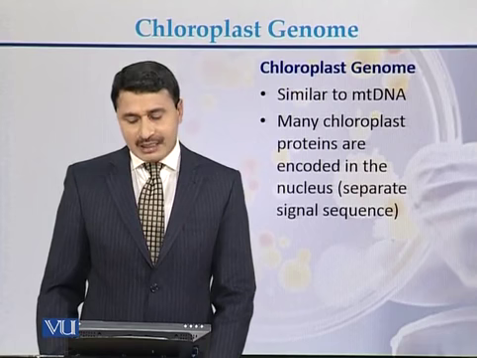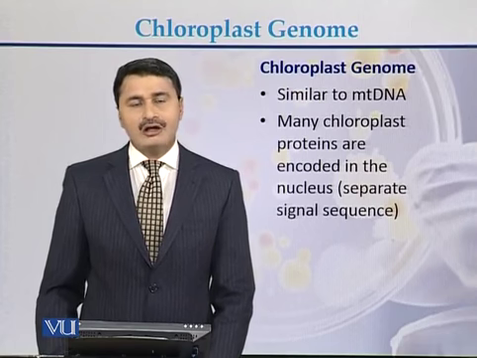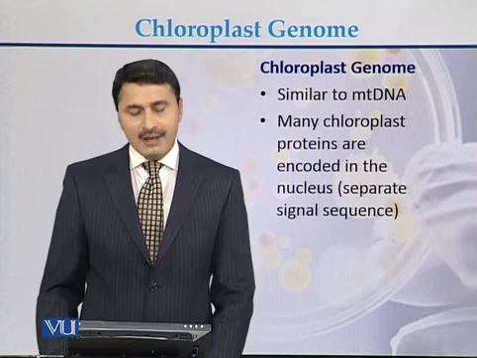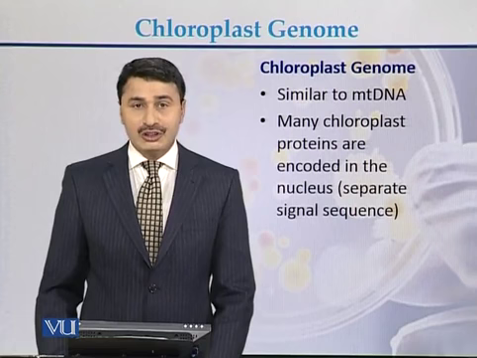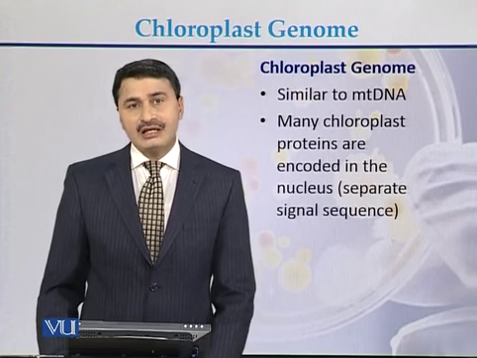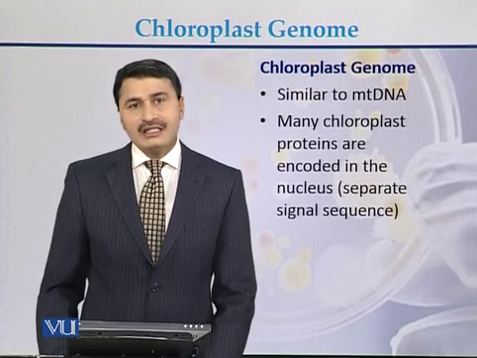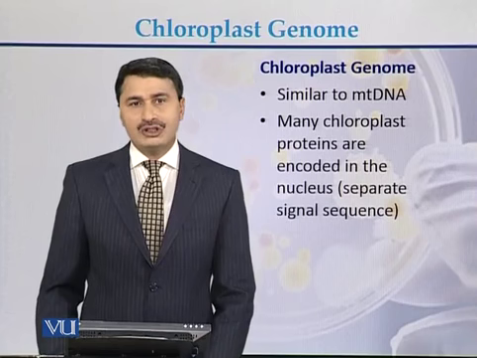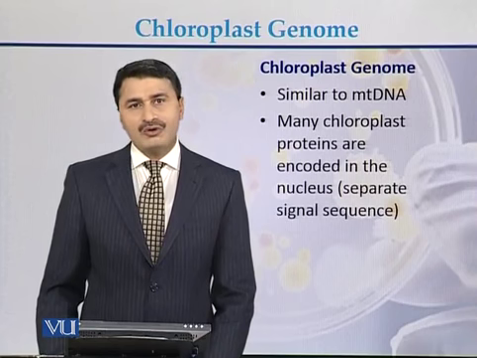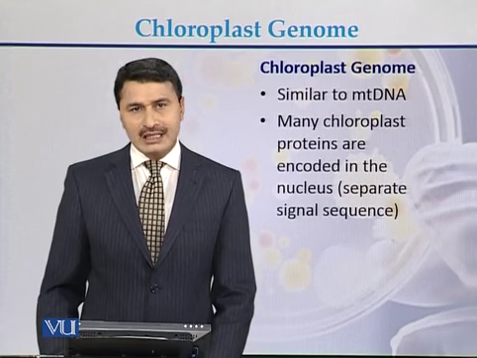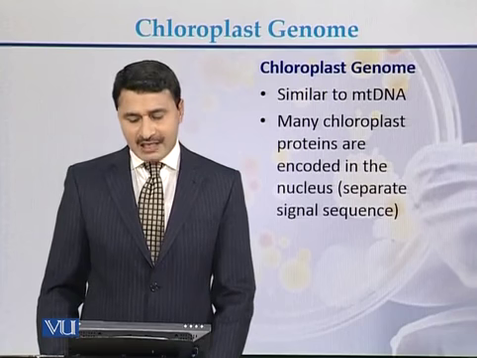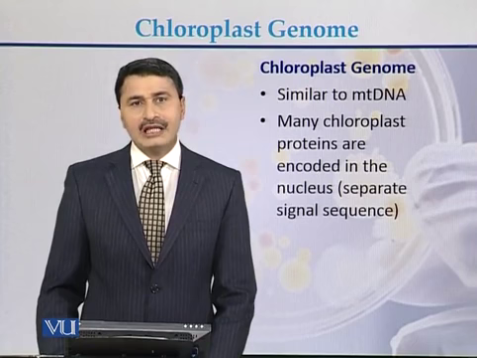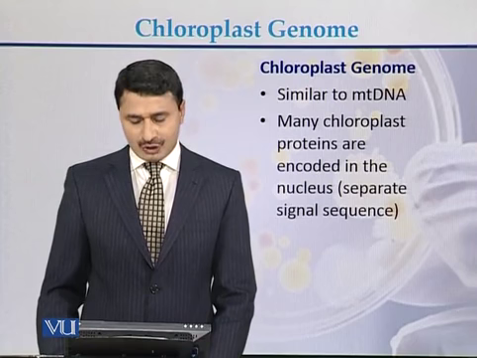Chloroplast genome is similar to mitochondrial DNA or the mitochondrial genome. Many chloroplast proteins are encoded in the nucleus. As we have seen, the same is the case in the mitochondrial genome. Many mitochondrial proteins actually originated from the nuclear DNA. Same is here in the case of chloroplast genome. Many proteins are encoded in the nucleus from the nuclear genome.